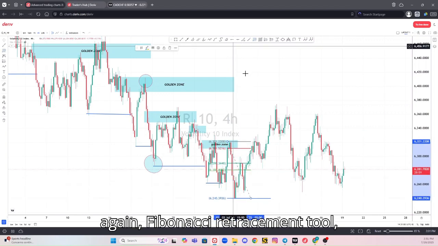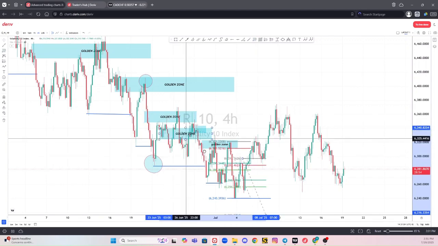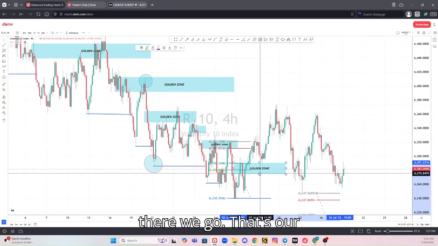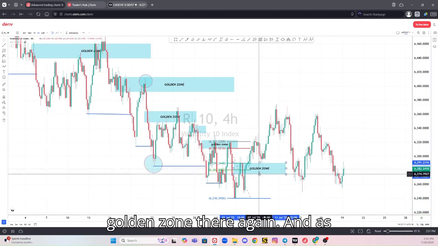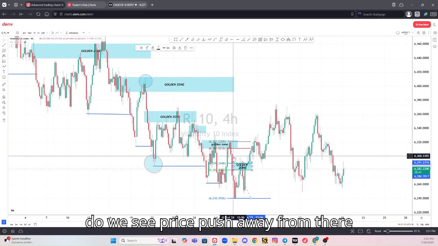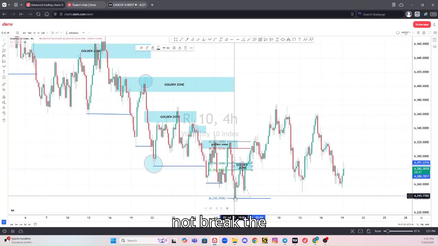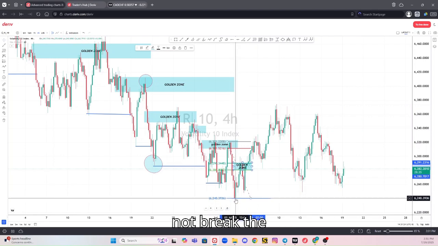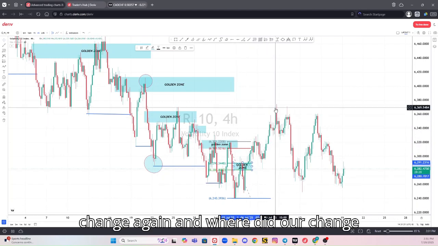Again, Fibonacci retracement tool. Right? There we go. That's our golden zone there again. And as price pulls back into that level, what do we see? Price pushes away from there down to the lower side. This time it did not break the last low. Therefore, we want to start to look for a change again.